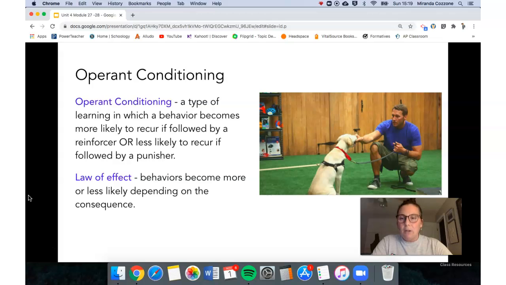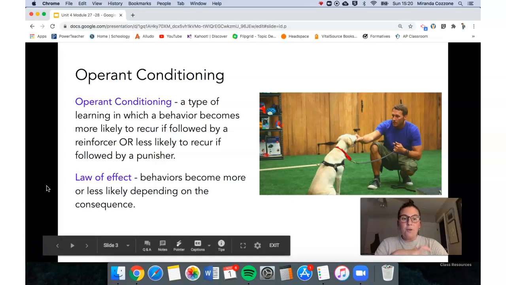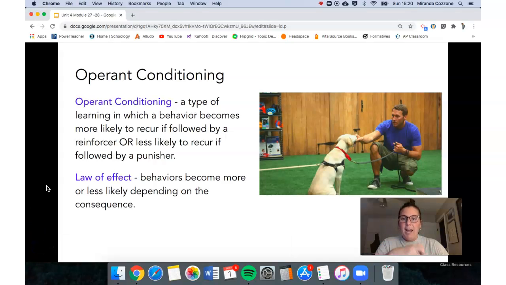All right, so operant conditioning, here's a definition. It's a type of learning in which a behavior becomes more likely to recur if followed by a reinforcer. That's a really important word here, a reinforcer. Or it becomes less likely if it's followed by a punishment. Okay, so reinforcers always seek to increase a specific behavior, while a punishment seeks to lessen that behavior. And another word for that is the law of effect. And that is when behaviors become more or less likely depending on the consequence.